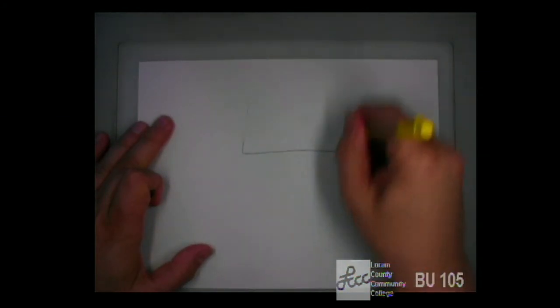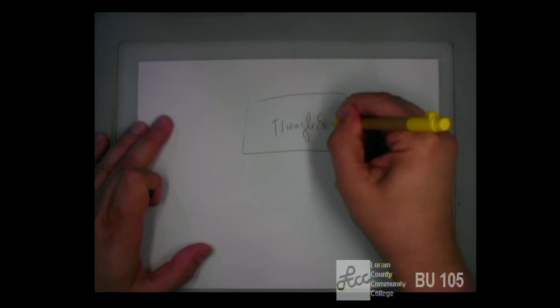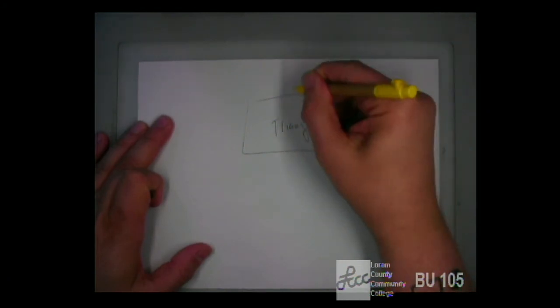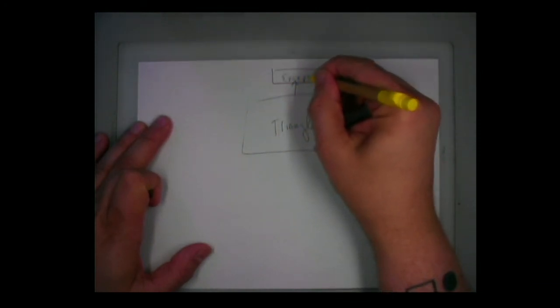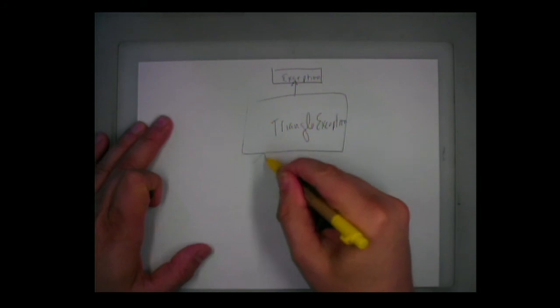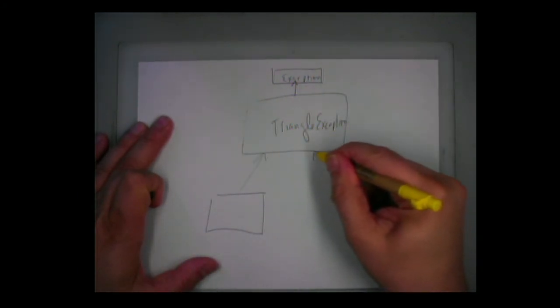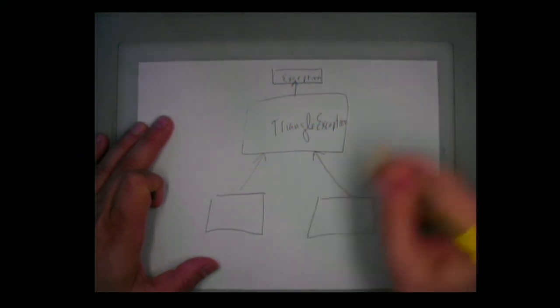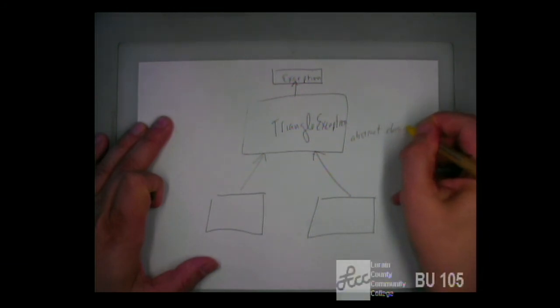I'm going to make a triangle exception class, which inherits from the exception class. I could make that even an abstract class if I wanted.